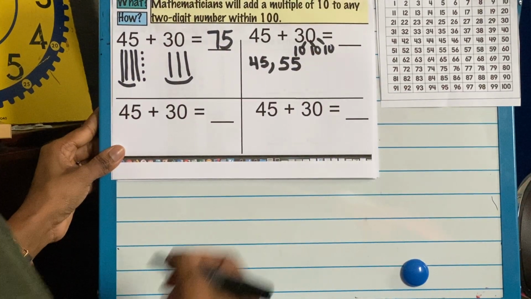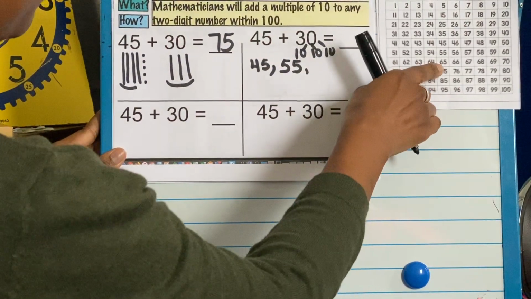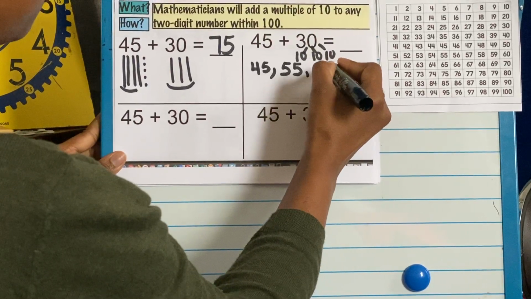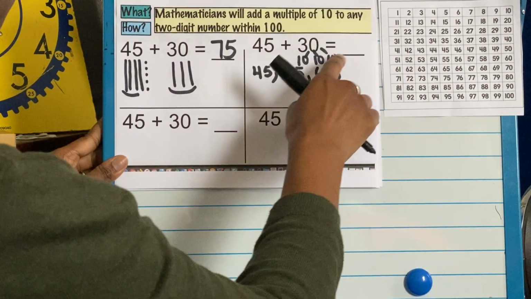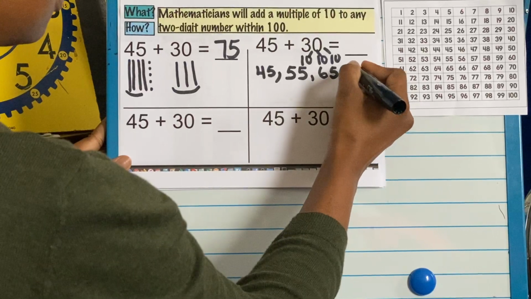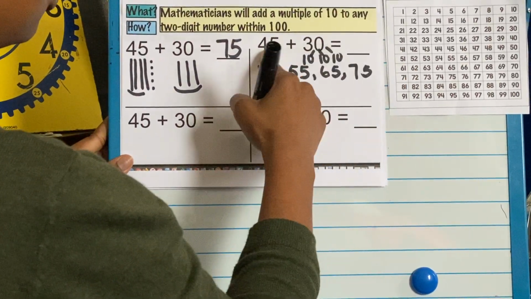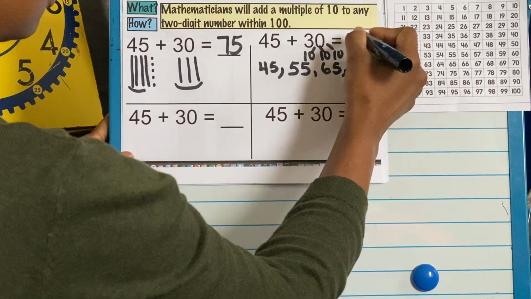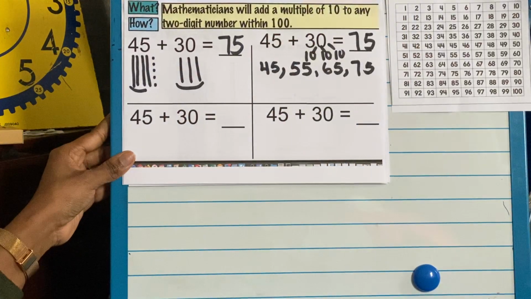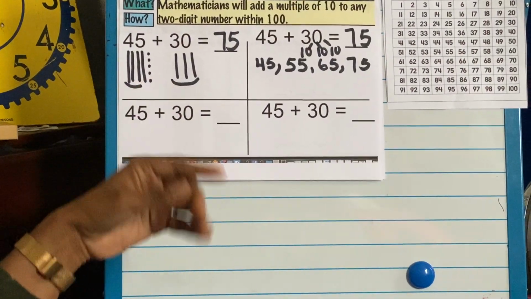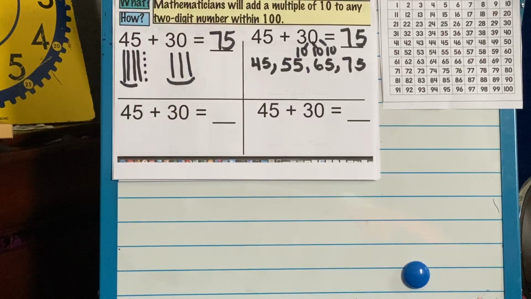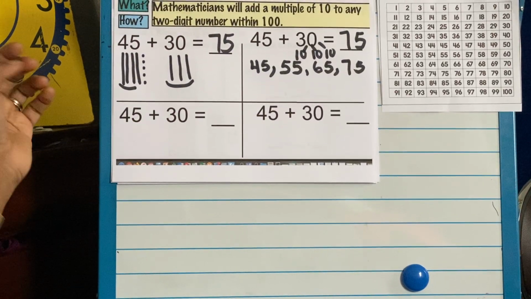Plus 10. 55 plus 10 gives us 65. 65 plus the next 10 is what? 75. So 45 plus 30, again, is 75. So we did quick tens. We counted by tens. We can also use tens and ones.